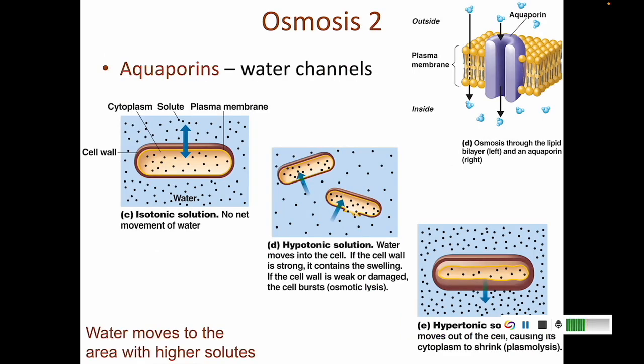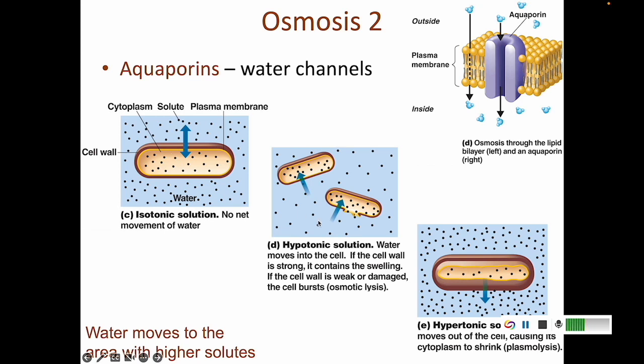Water often flows through channels called aquaporins. So here would be an aquaporin. These just let water flow in or out of the cell at will. So if you have a cell in an isotonic solution, there's an equal concentration of solute inside and outside of the cell. So there's an equal movement of water inside and outside of the cell. You won't have a net movement of water. Your cell will stay pretty much the same size and shape.